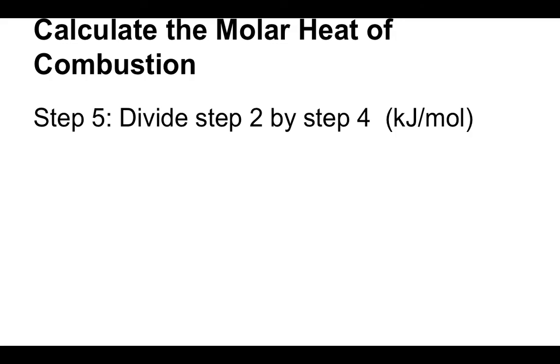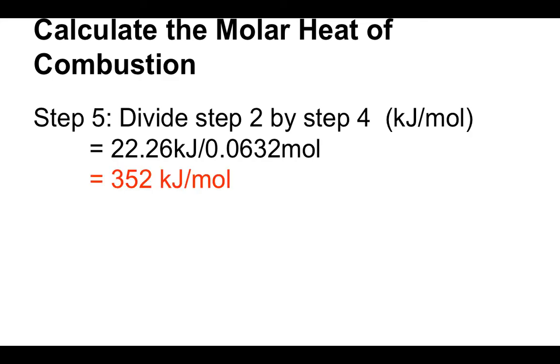We're on the home stretch here. All we do is divide step 2 by step 4 to get kilojoules per mole. So we get 22.26 kilojoules divided by 0.0632 moles, and we get 352 kilojoules per mole. So in other words, what does this mean? For every mole of fuel burned, you get 352 kilojoules of energy.